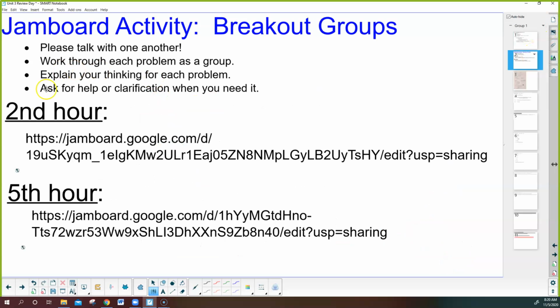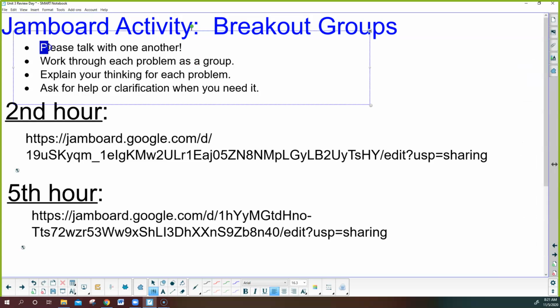All right, so here's what we got today. In the chat, I'm going to post a link for a Jamboard activity. This is just a slide that you guys can all engage in. And what we're going to do is go into 8 breakout rooms, which will probably put us at about 3 to 4 people per room. The goal here is to work through about 4 different problems that are going to help you for the test. Please talk through each problem as a group. Talk with one another, okay?